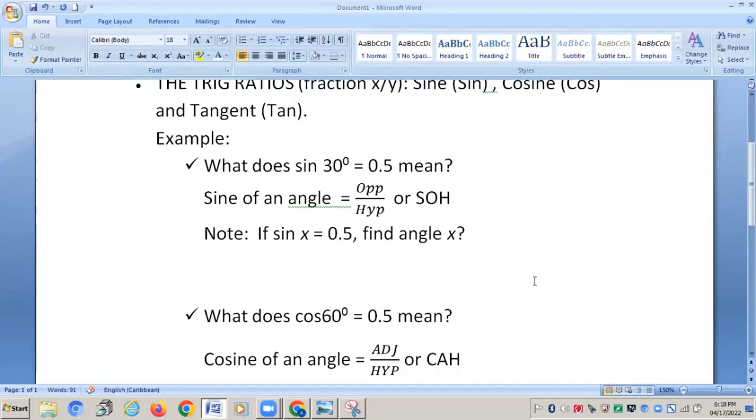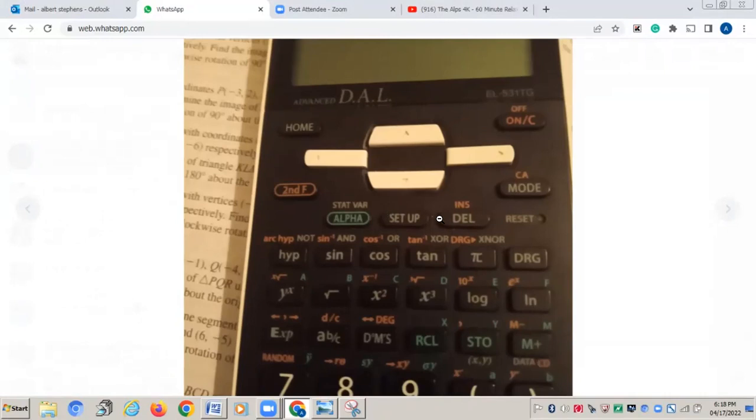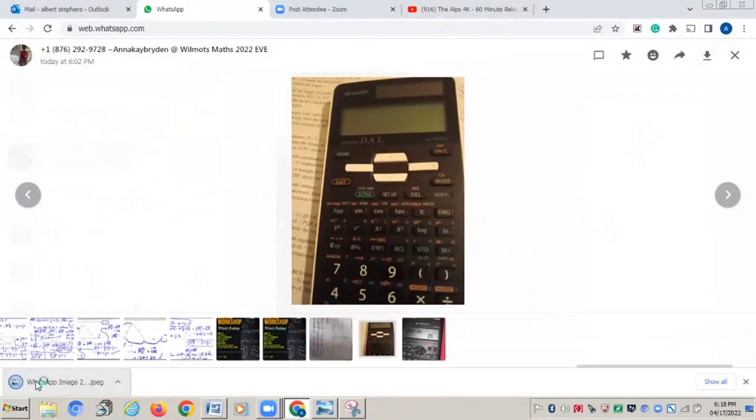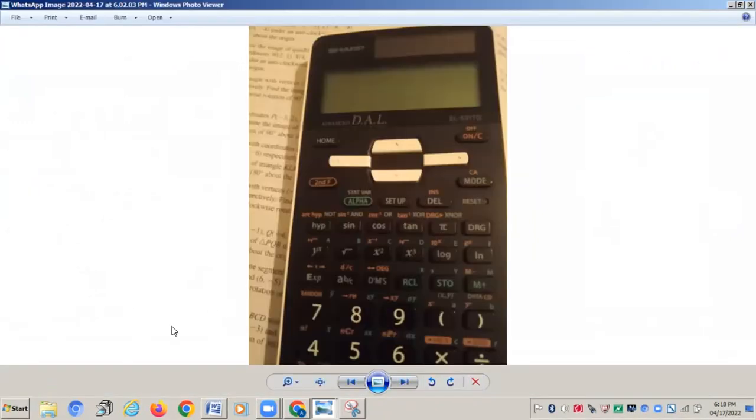Okay, so on your scientific calculator, see? Okay, are you guys seeing my screen? Yes, sir. All right. Mrs. Walker, you have to wait a little bit, because you're on a different calculator.